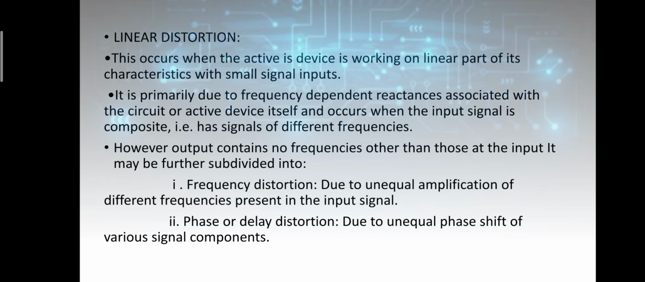It is primarily due to frequency dependent reactance associated with the circuit or active device itself, and occurs when the input signal is composite, that is, has signals of different frequencies. However, output contains no frequencies other than those at the input. It can be subdivided into two types: frequency distortion, phase distortion.